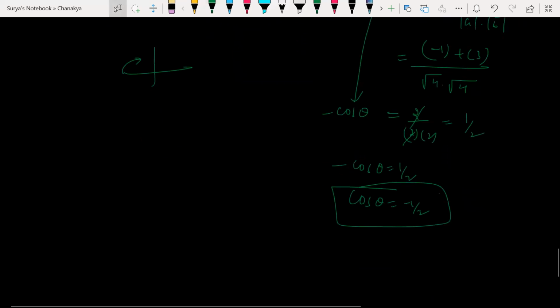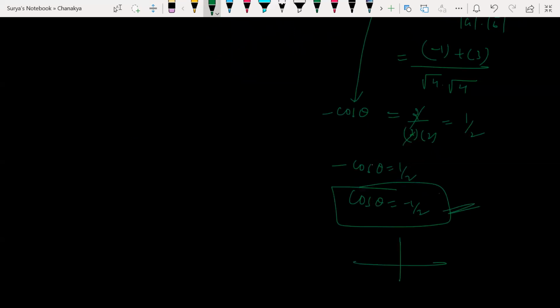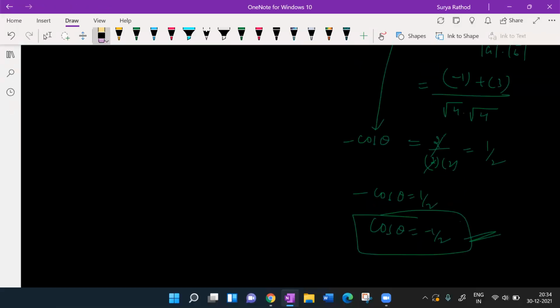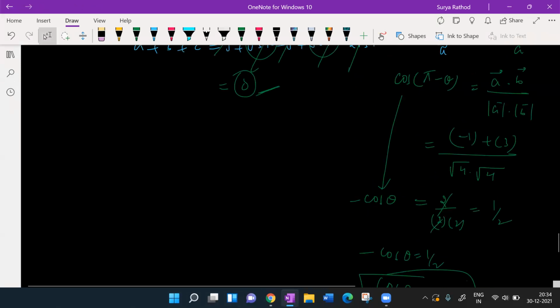It should be in which quadrant? Guys, cos theta is negative. Cos theta is negative in which quadrant? Cos theta is positive in the first quadrant and fourth quadrant, so the answer can be in the second or third quadrant. Are you guys able to imagine what I'm trying to say? Hello. Yes, sir.